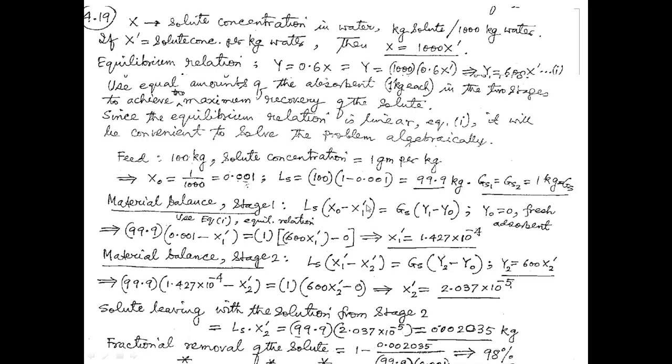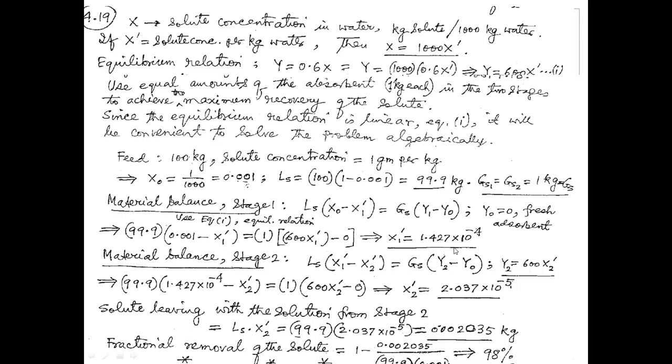So I will use the equilibrium relation for this. 99.9 into 0.001 minus x1 dash equal to 1. That y1 equal to this equilibrium. I will put this one. This is my equilibrium relation. This minus this, so that corresponds to x1 dash equal to 1.427 into 10 to the power minus 1.